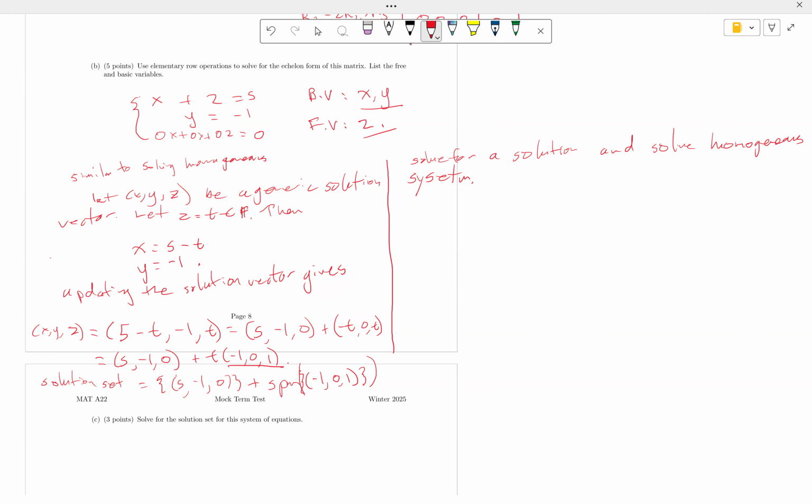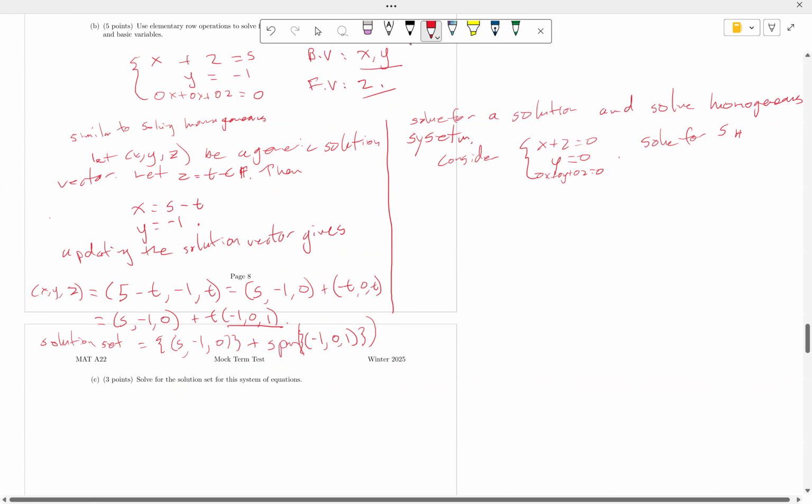The other technique we could do is we could consider the system x plus z equals 0, y equals 0, 0x plus 0y plus 0z equals 0. And we could solve for SH. Okay.